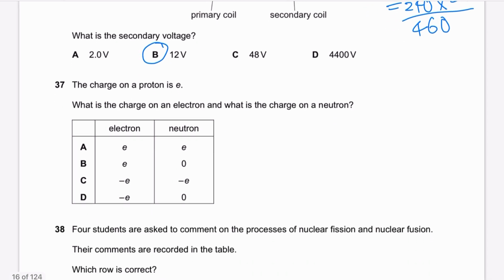37. The charge on a proton is E. It's positive E. What is the charge on an electron and what is the charge on a neutron? We all know charge on an electron is minus E. ठीक है, because अगर proton का E है, it's obviously going to be positive because proton is positive. So for electron it is going to be minus E. And neutron is going to be 0. The answer is D.